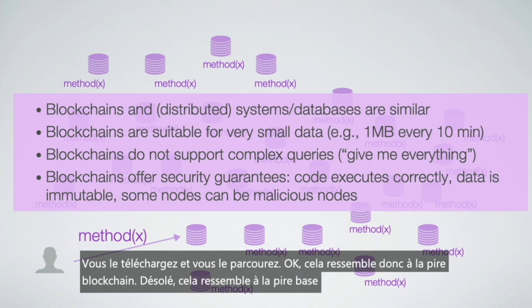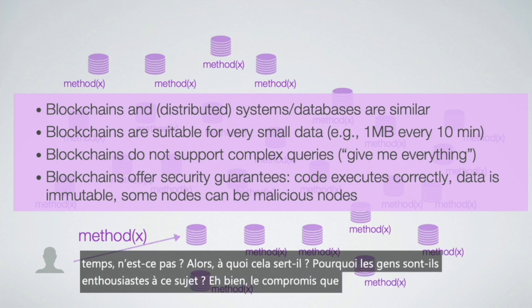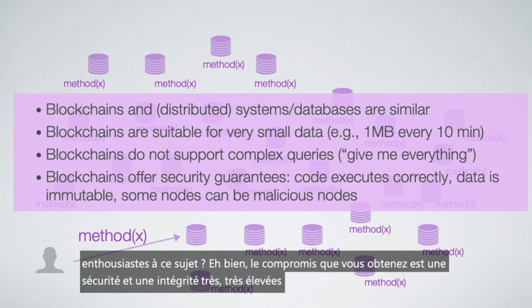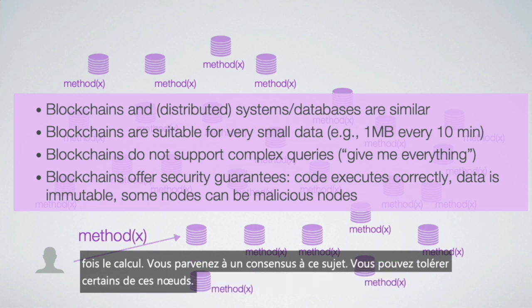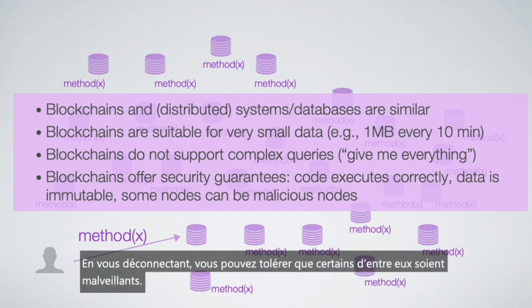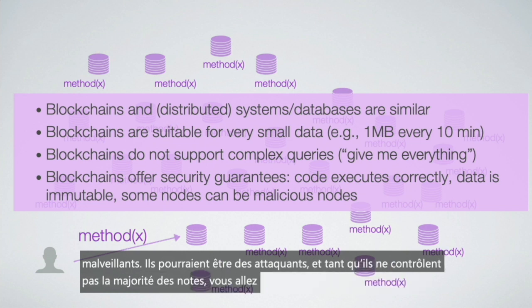So what's it good for? Why are people excited about it? Well, the trade-off you get is very, very high security and integrity. Because every node is double-checking the computation, you're reaching a consensus on it. You can tolerate some of these nodes going offline. You can tolerate some of them being malicious. They could be attackers. And as long as they don't control a majority of the nodes, you're still going to get the correct result, okay?